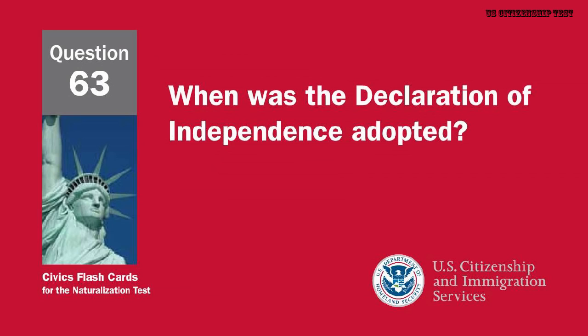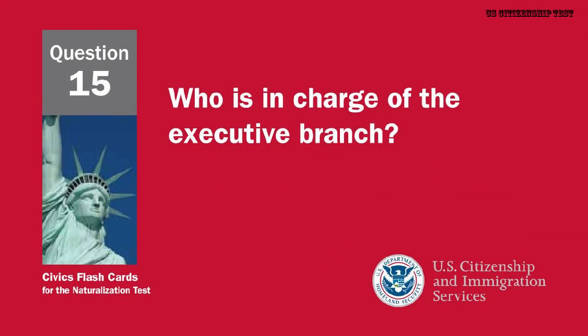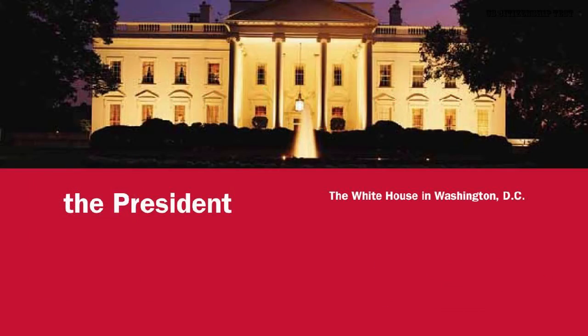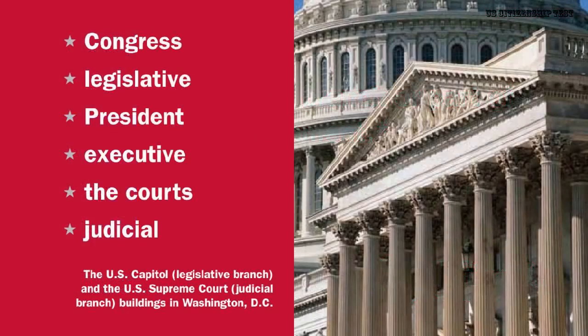When was the Declaration of Independence adopted? July 4, 1776. Who is in charge of the executive branch? The President. Name one branch or part of the government. Congress. Legislative. President. Executive. The courts. Judicial.